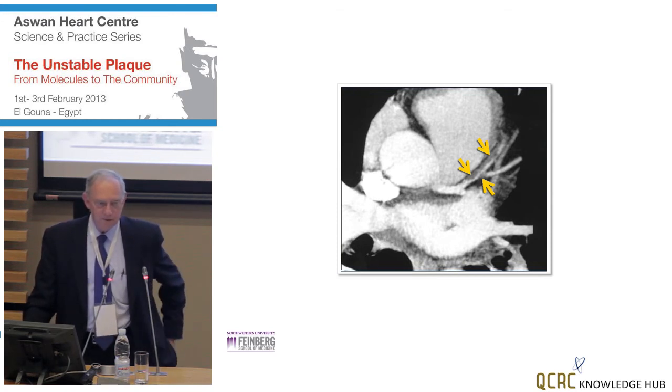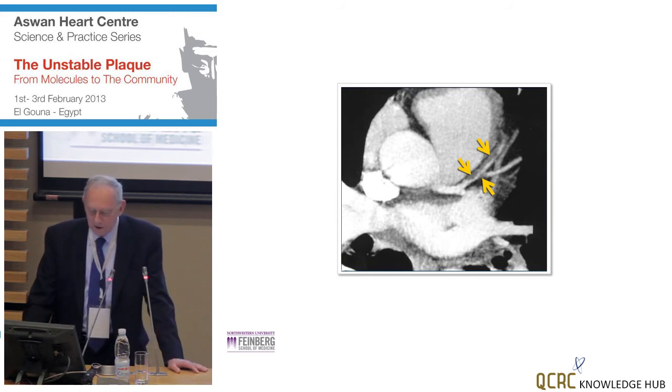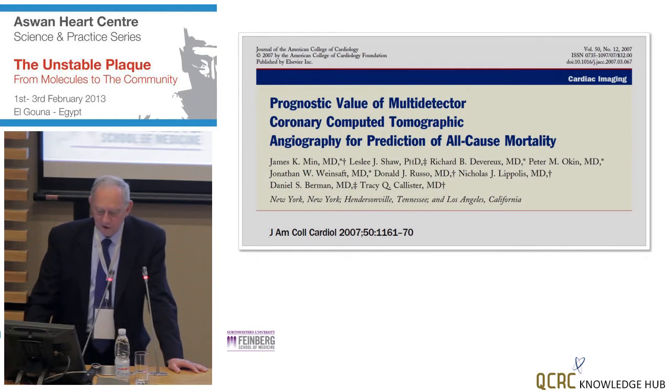And the soft plaque may be more important, because that's where we have the lipid burden. A number of investigators have evaluated this. Min and co-workers looked at the prognostic value of multi-detector coronary CT for predicting all-cause mortality in their preliminary work in 2007, Journal of the American College of Cardiology.